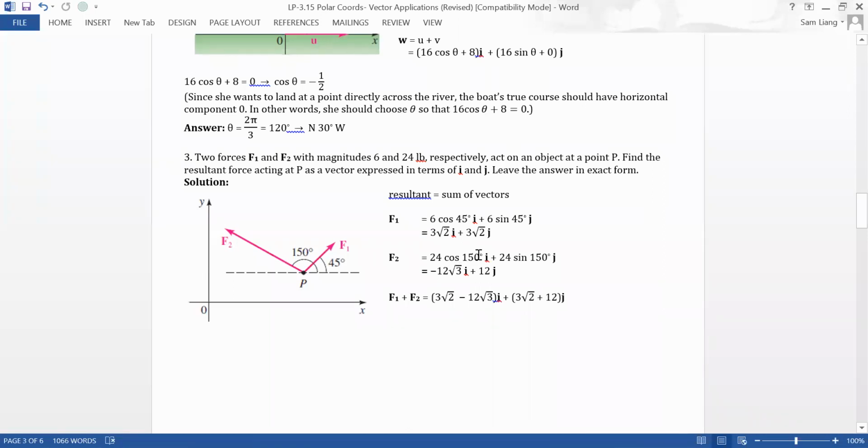Cosine 150 degrees, that's negative, right? Quadrant 2, cosine faces left, that's negative. That'll be negative root 3 over 2, so it's negative 12 root 3 i. Then sine 150, that's going to be 1/2. Okay, still positive. So it's going to end up being negative 12 root 3 i plus 12 j. And then for the resultant vector, you just add them, right? So you get 3 root 2 minus 12 root 3 in parentheses i. And then for the vertical component, you get 3 root 2 plus 12 in parentheses j. That's your final answer.